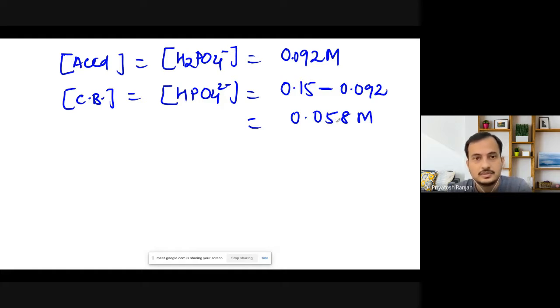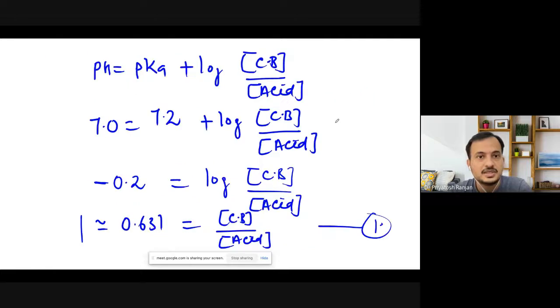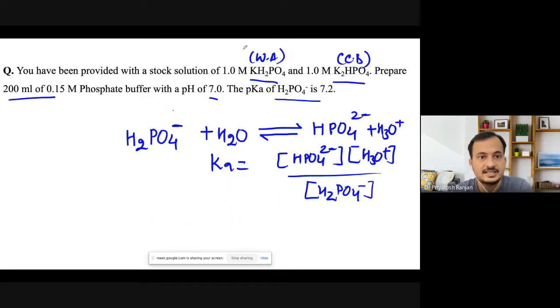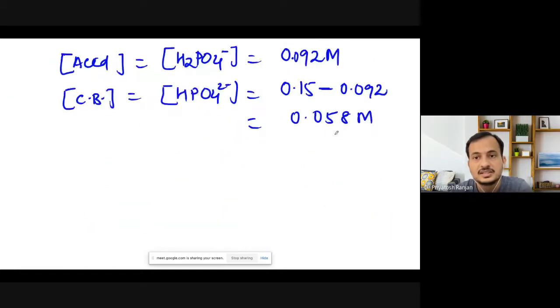Now, have I solved this question? No, because they have asked how to prepare this much ml of 0.15 molar phosphate buffer from these stock solutions. So I have to prepare 200 ml. I have calculated the concentrations 0.092 and 0.058.